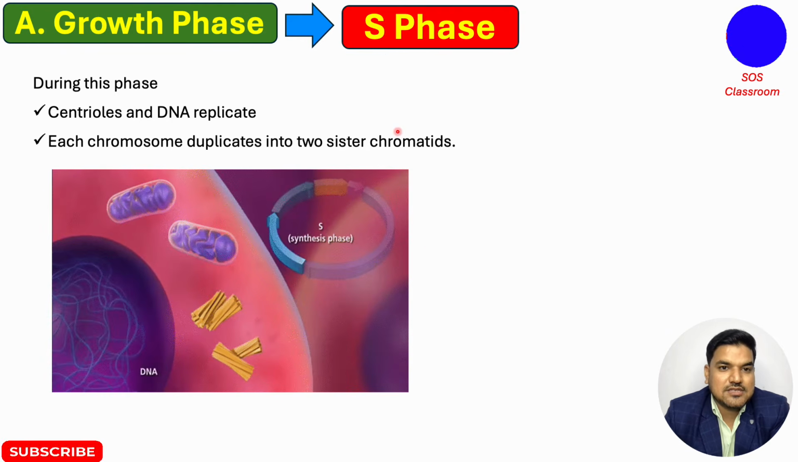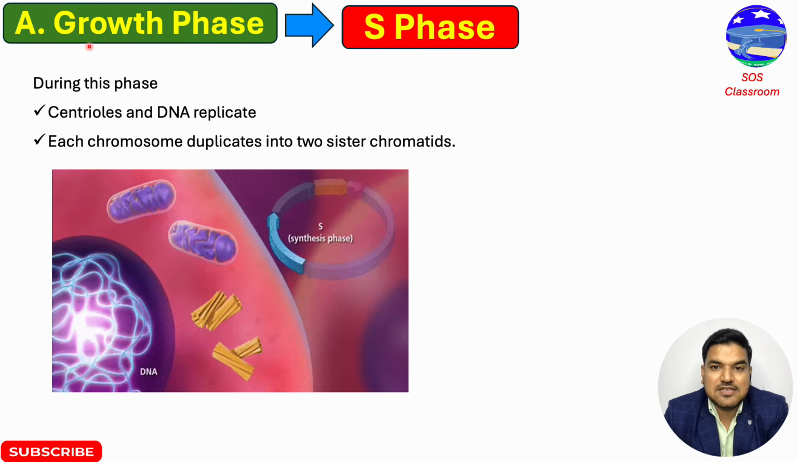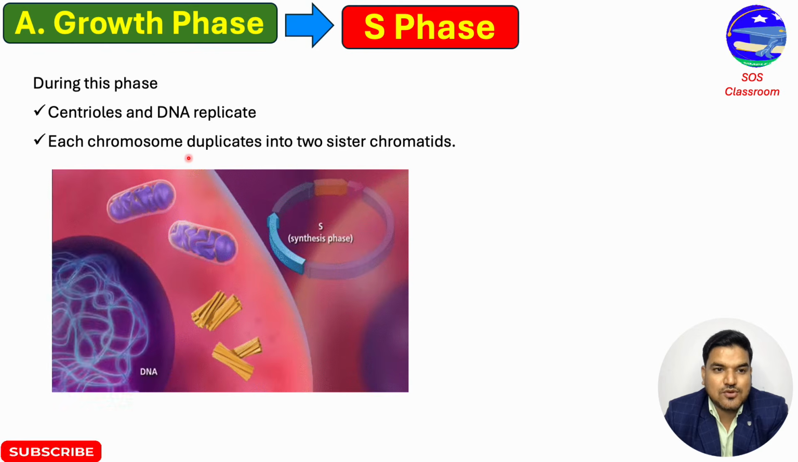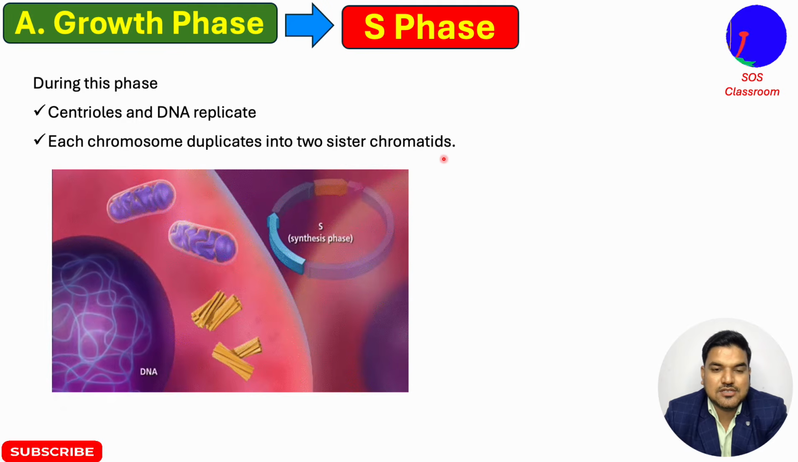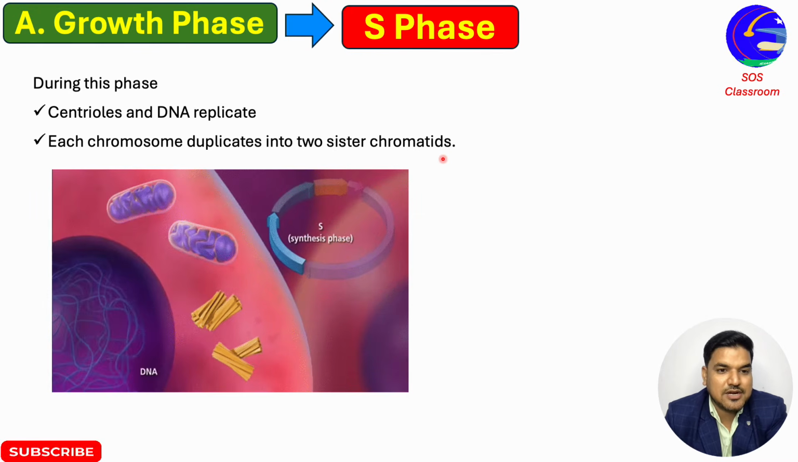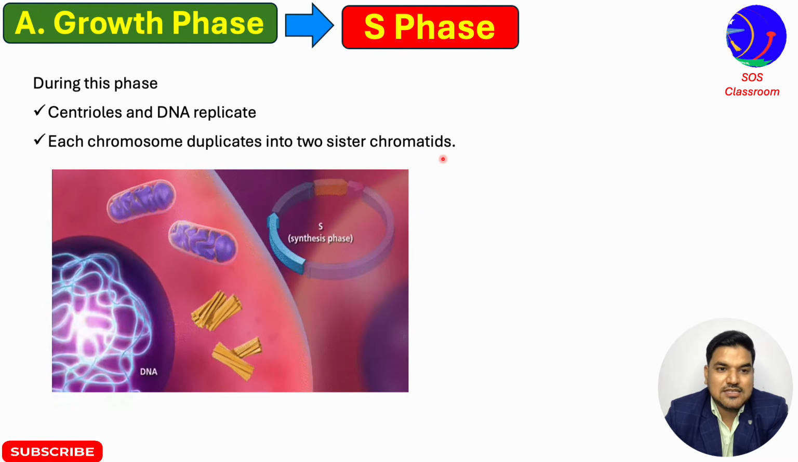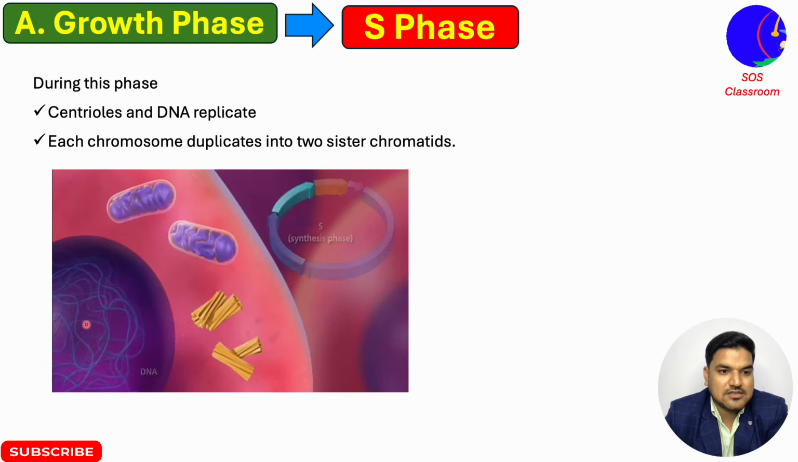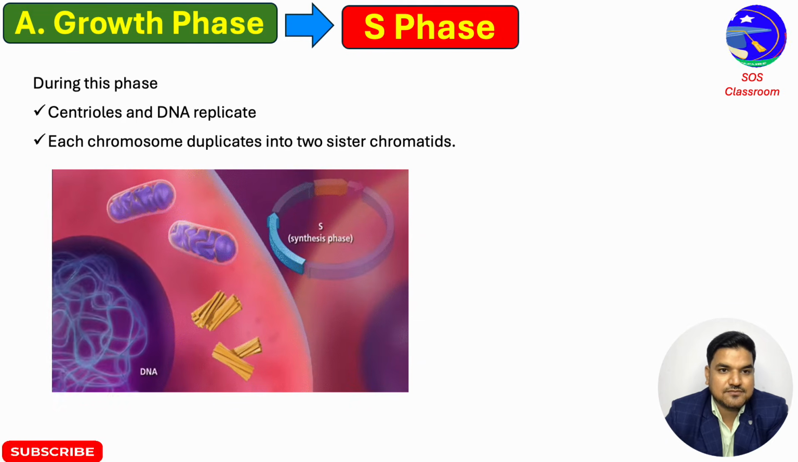The next stage or phase is the S phase. S phase means synthesis phase, the DNA replication phase. During this phase, what will happen? Centrioles and DNA replicate, and each chromosome duplicates into two sister chromatids. It means, first of all, DNA replication and centriole formation, spindle fiber formation, and each chromosome changes into two sister chromatids. You can see these are the centrioles and this is the DNA synthesis.